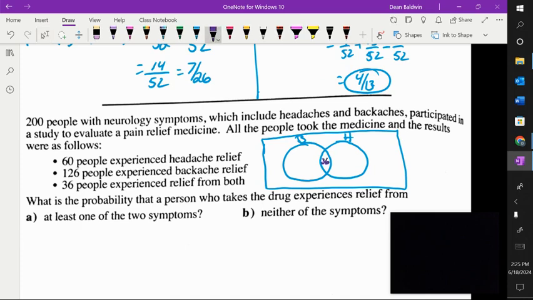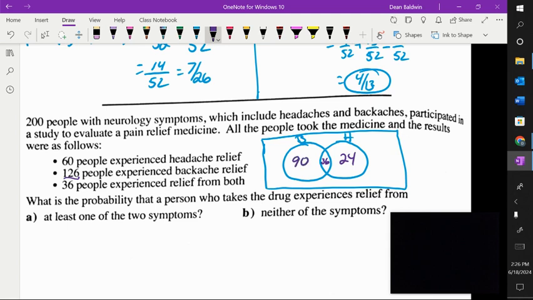36. 60 people experienced headache relief. So what number do I put here? You have to subtract this: 60 minus 36, so 24 people. So it's not 60 people who experience strictly headache relief. How many people experienced just backache relief? 126 minus the overlap, so you get 90.